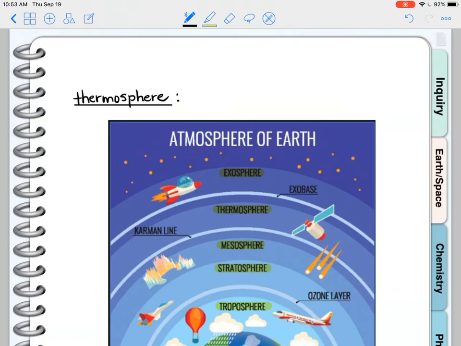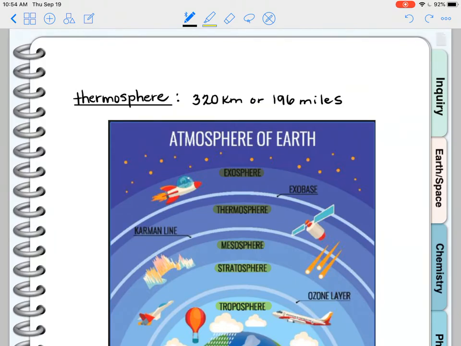This layer is pretty hot. It's out there without much protection at all from the sun. So the thermosphere can go up to 320 kilometers or 196 miles. And you notice this is where we're going to have satellites orbiting the Earth. The satellites that provide us with television and cell signals are often orbiting in the thermosphere.